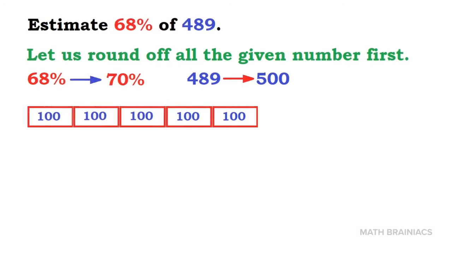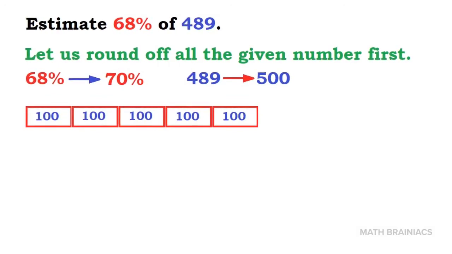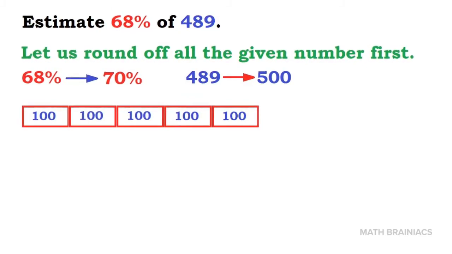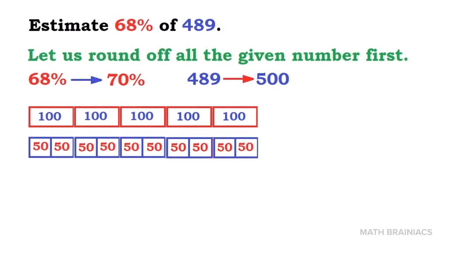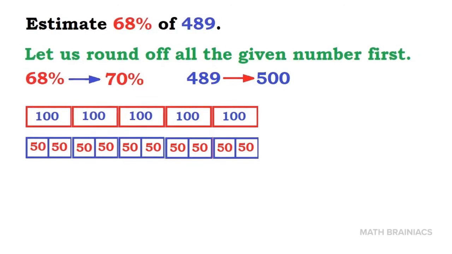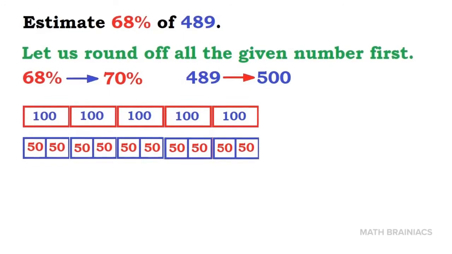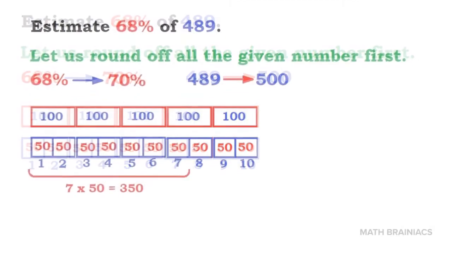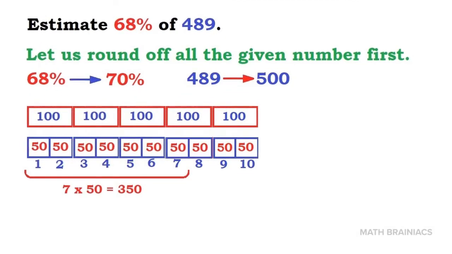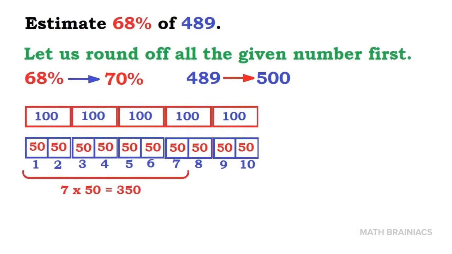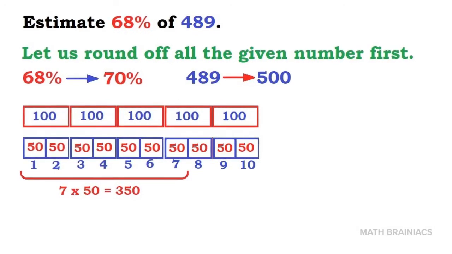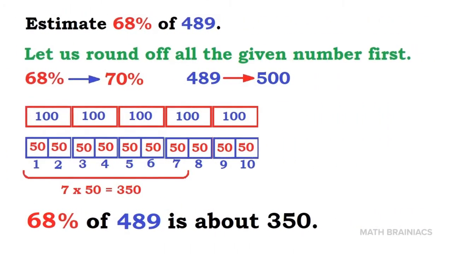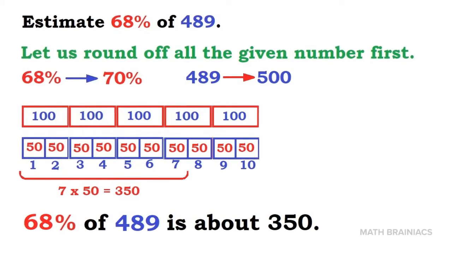Let us draw a bar diagram so that it will be easier for you to identify where the 70% of 500 is. Since the bar was cut into 5 parts, each bar will indicate 100. To make it easier, let us cut each bar into 2, indicating 50 each. Accordingly, we now have 10 bars. Considering that we need 70% of the bar, we are going to take 7 out of 10. Therefore, 7 times 50 will give us 350. Consequently, 68% of 489 is about 350.